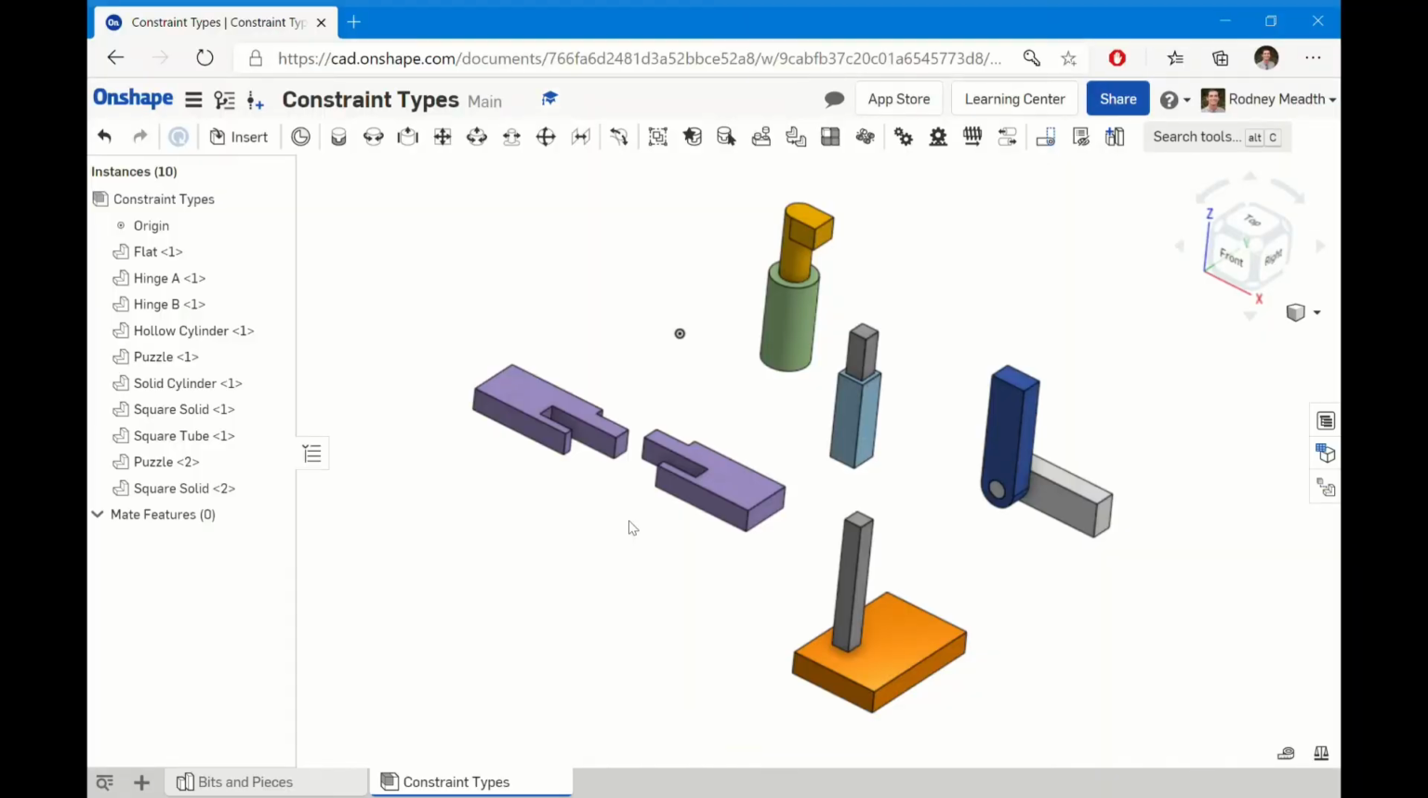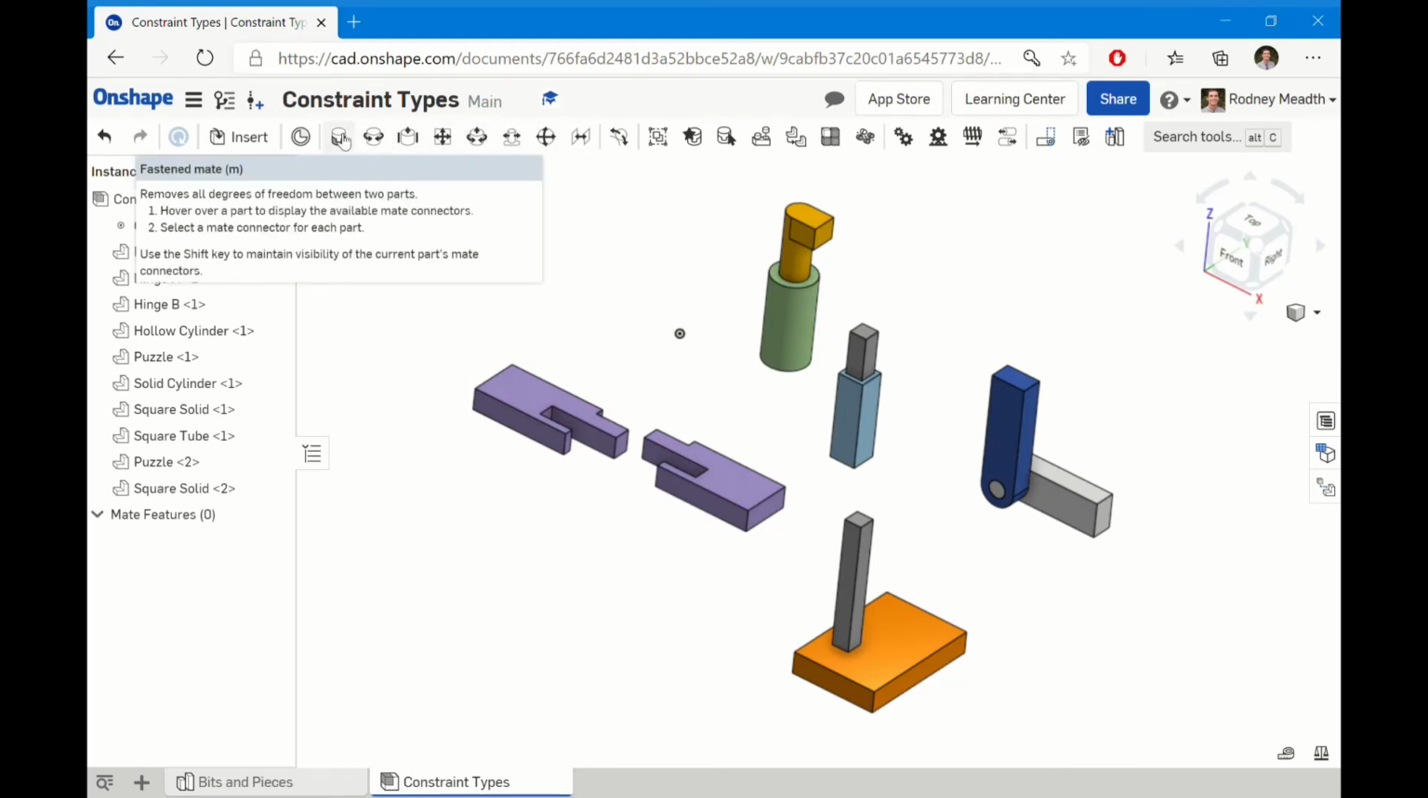Okay, so let's look at how this works in Onshape. We are going to be using all these lovely little mechanical bits and pieces to show you how these constraint types work. This will be in 3D, and we're really just going to be marching along through all of these different mate styles. Okay, there's a whole lot here. Some of them are identical or very close to what we've already been talking about. The first one is the fastened mate.